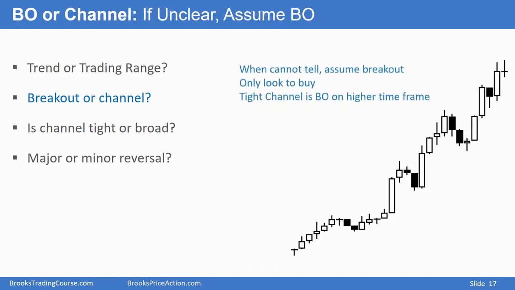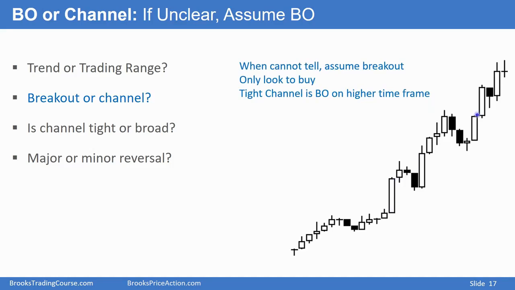This is a breakout right here. But is the entire thing a breakout or is it a tight channel? We have 2 bars in the pullback. It still could be part of the breakout, but then we get another pullback here. So I think this is a channel. Is it tight or broad? It's fairly tight. Pullback just 1 bar, pullback just a couple bars. I only want to buy.